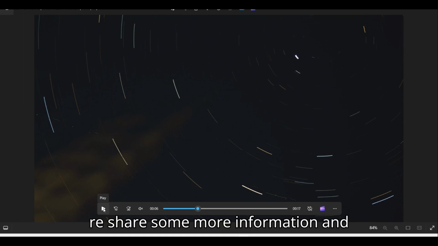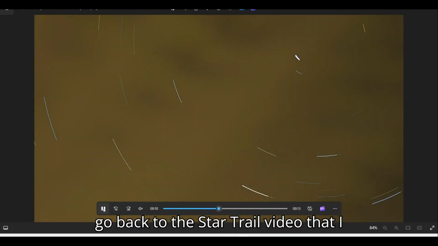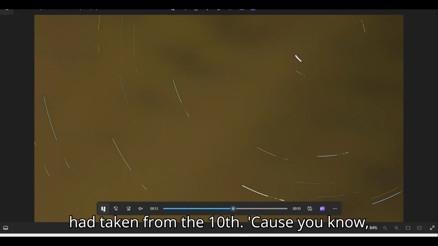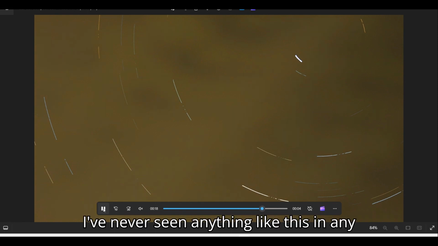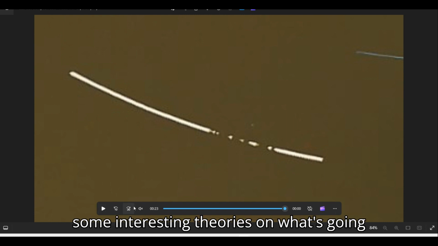Okay, well, so I want to reshare some more information and go back to the Star Trail video that I had taken from the 10th. Because I have dozens of these Star Trail videos, I've never seen anything like this in any of mine. And when I've researched a little bit of information on it, there's some interesting theories on what's going on here.